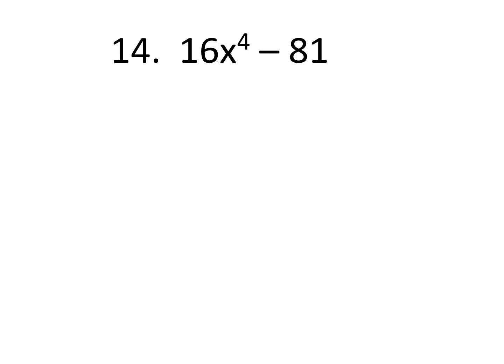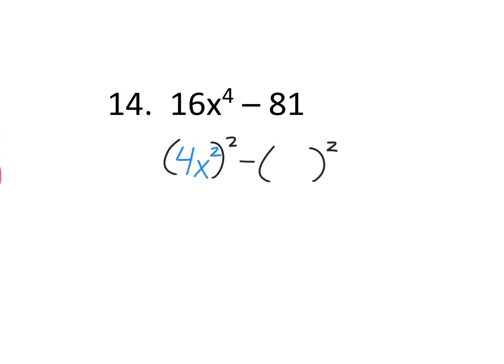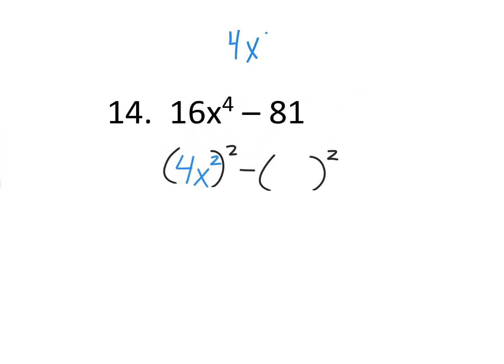So you need to rewrite it like this, squared, squared. Think about what would need to go in those spots to make it 16x to the 4th, 81. So if I do 4x, that would just get me 16x squared. So what does it need to be on that first term? 4x squared. If you need a visual, it's this, 4x squared twice. You can always write it out and check it. That's how we get 16x to the 4th.